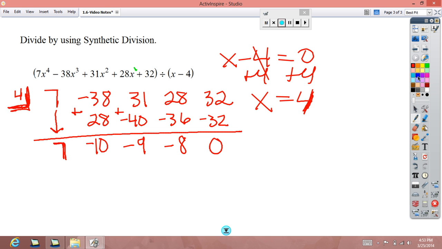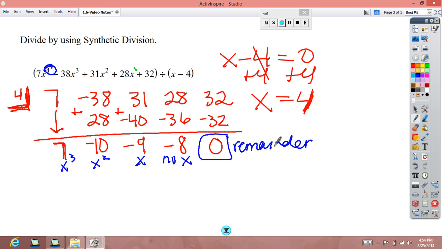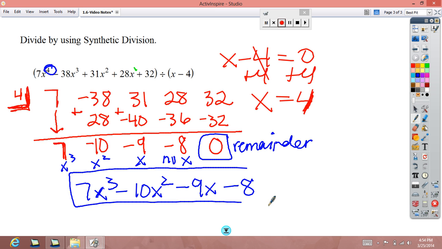Okay? So, those are our coefficients. Now we need to write our answer. So again, here we started with an x to the fourth. So my answer starts with x cubed. So that means this is the x squared, x, no x. And this is my remainder. Well, this is a 0, which means there's no remainder. So I'm not going to have the same thing as the last problem where I have a fraction. So my answer is 7x cubed minus 10x squared minus 9x minus 8. There's no x here. There's no remainder. So these divide evenly into each other, and that's my answer.